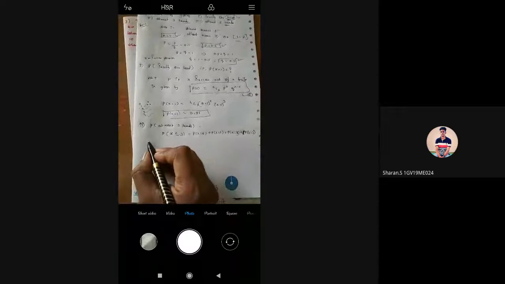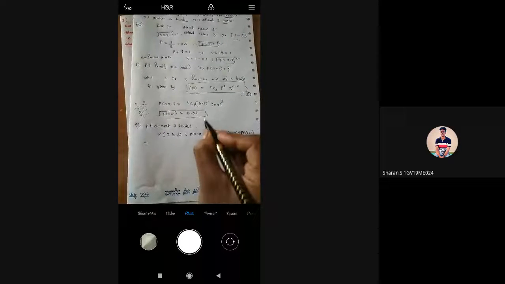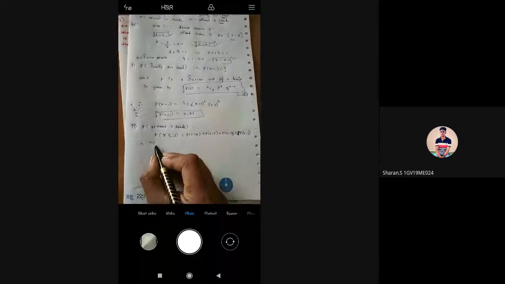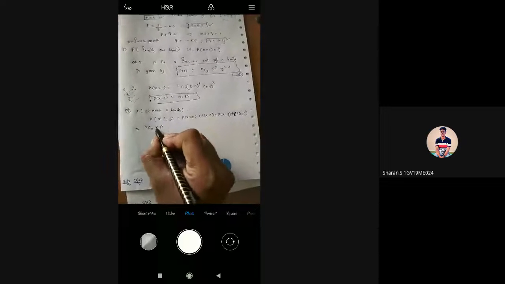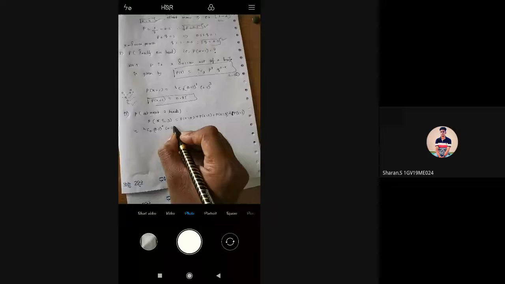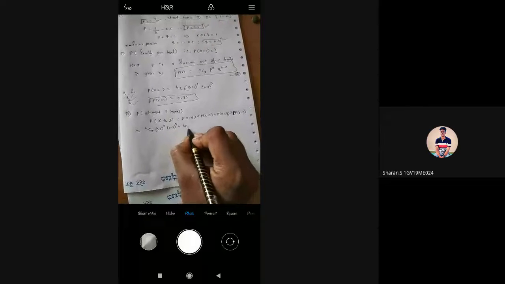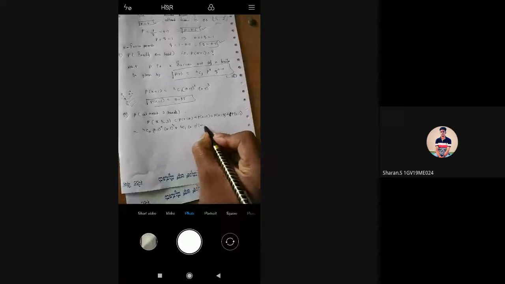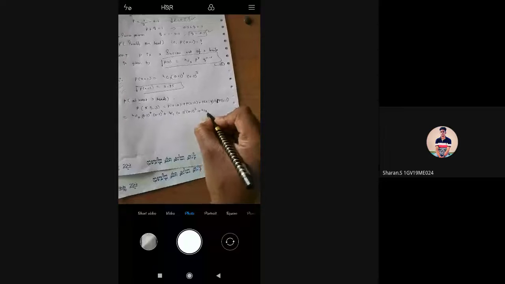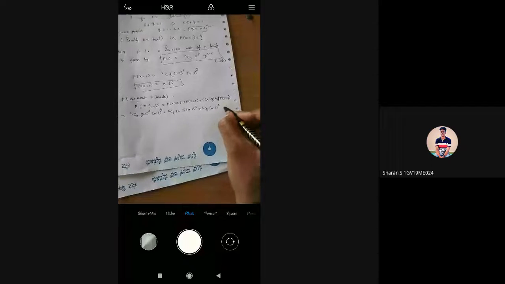Okay, now substitute the values. This implies x is equal to 0. So n is nothing but 4, correct? 4C0, then P power x, that is 0.5 power 0, then Q power n minus x, again 0.5 power 4 minus 0 is 4, plus 4C1, 0.5 power 1, 0.5 power 4 minus 1 is 3, plus 4C2, 0.5 power 2, then 0.5 power 4 minus 2 is 2, plus 4C3.